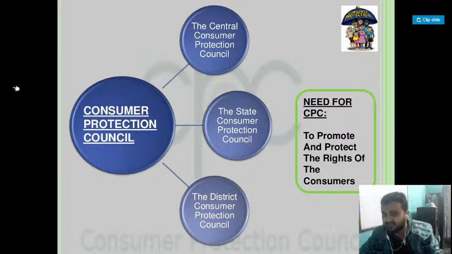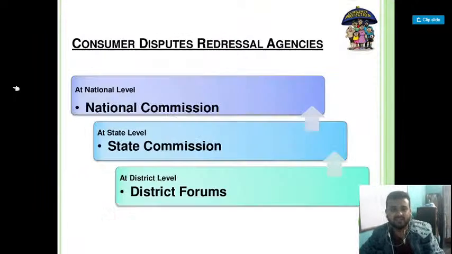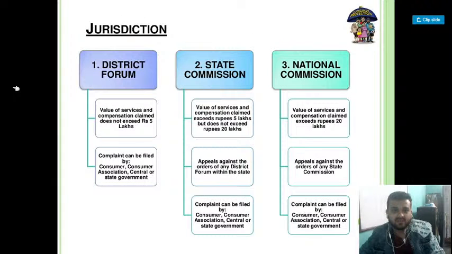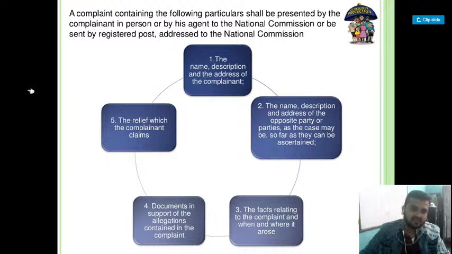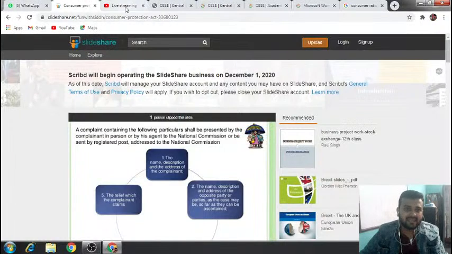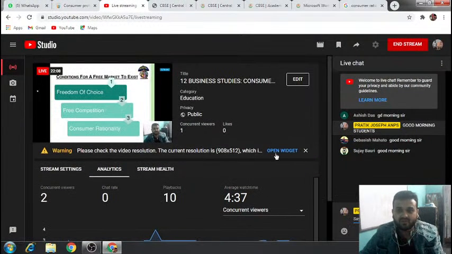The lowest level is the district level, then state level, and central level. And the different forums, the redressal centers. If your claim is up to 5 lakh, you go to the district forum. If it's between 5 lakh and 20 lakh, you go to the state forum, and if it exceeds 20 lakh, you go to the national forum. So this is all there in the business studies syllabus.